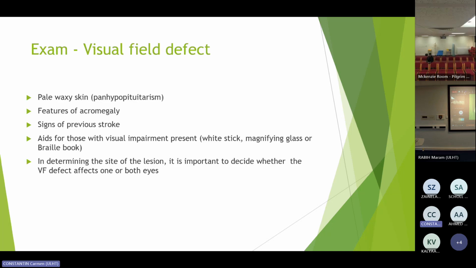So, visual defect: the visual defect could be a feature of acromegaly, or could be a sign of stroke. And very important is to have the aids for those with visual field or visual impairment, either a white stick, magnifying glasses, or a braille book.